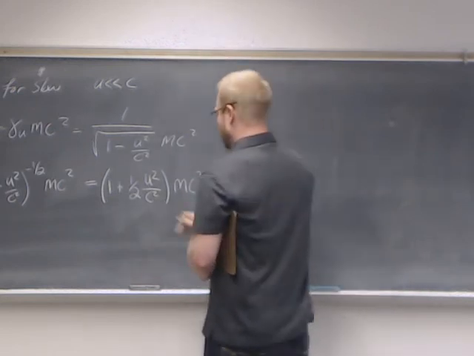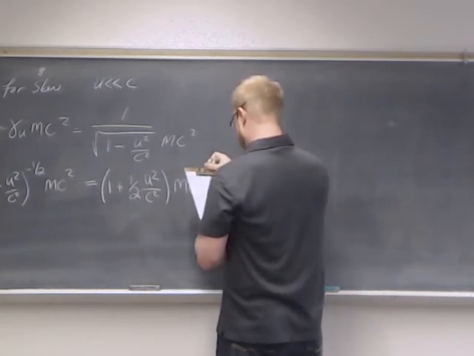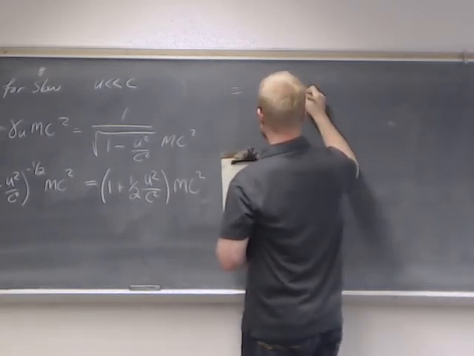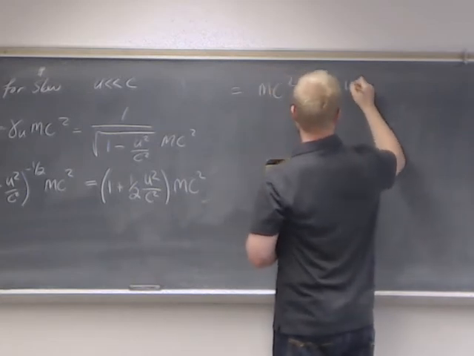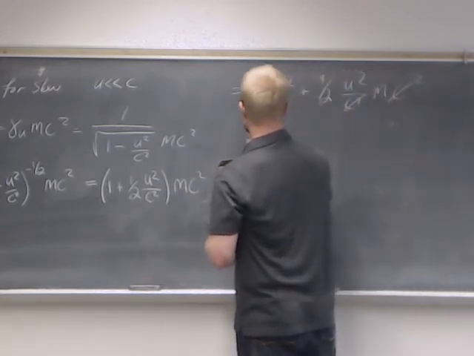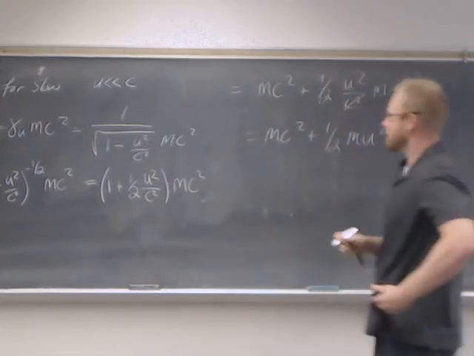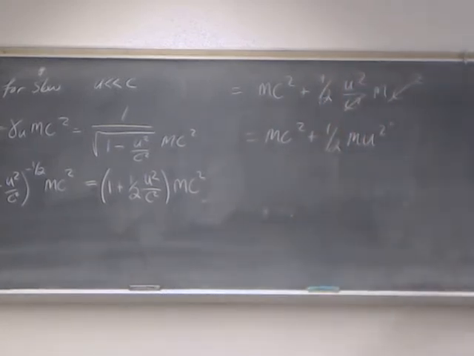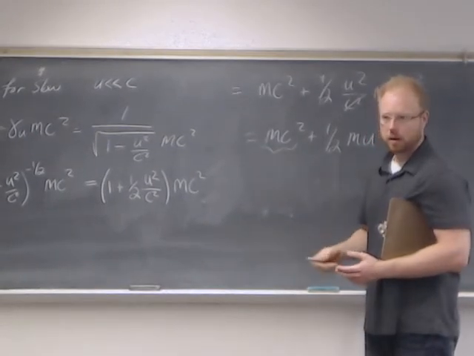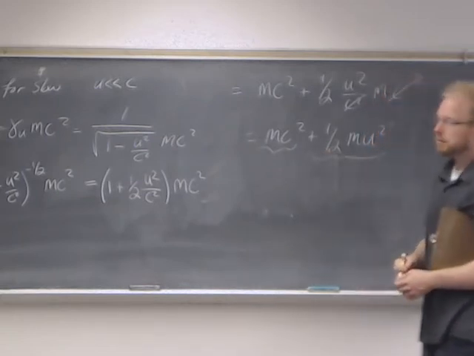That was nice. All right, so let's multiply this out. Now here we're going to have mc squared plus 1/2 u squared over c squared times mc squared. These cancel. mc squared plus 1/2 m u squared. So for slow moving objects, when we work this out, we end up with our rest energy, which we're saying that every particle or any object has, and then we have our kinetic energy, exactly what we would expect.